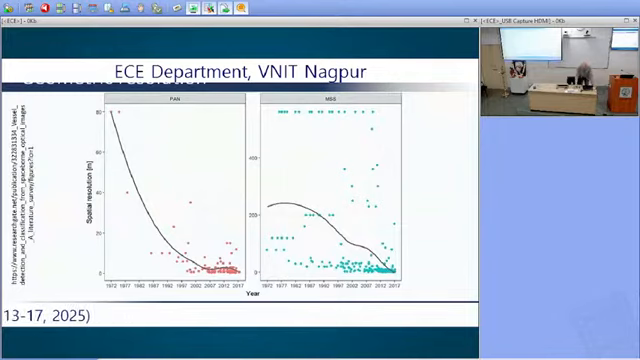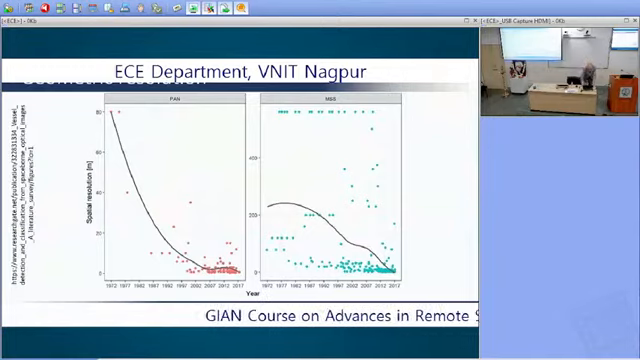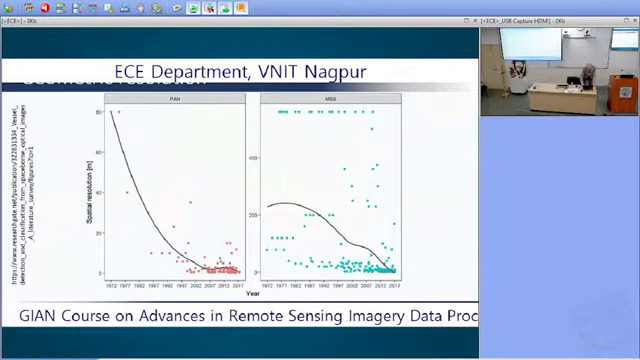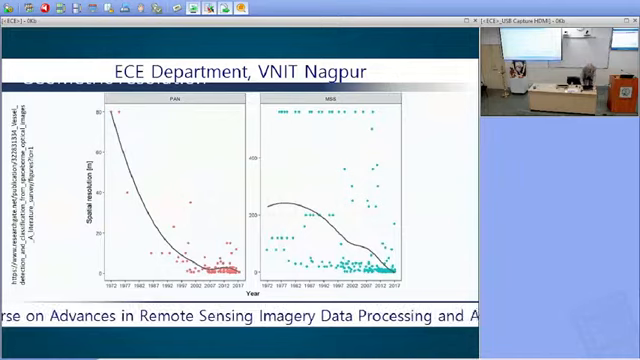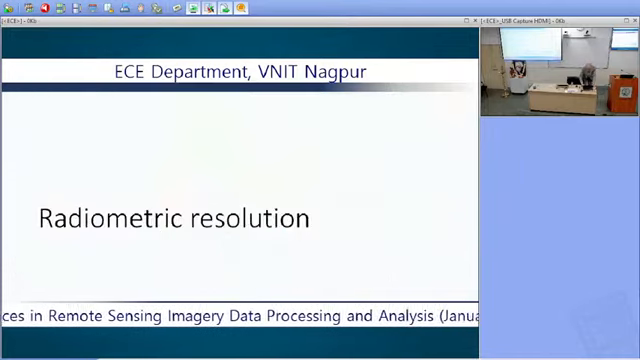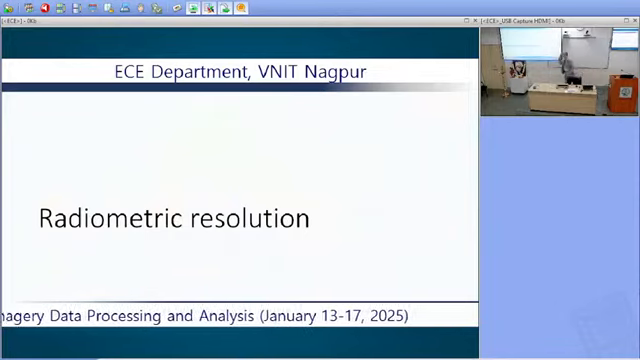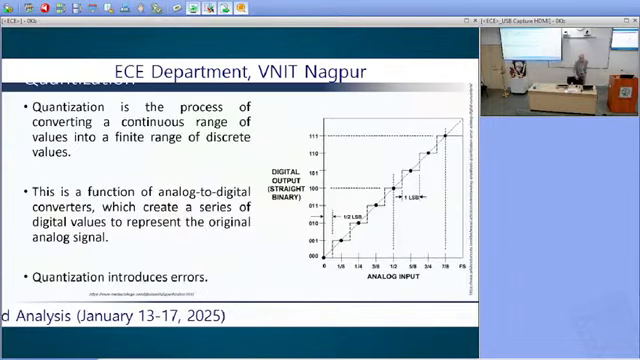Okay. So now let me see. It's 3:15 p.m. We're more or less at the end of this lecture. Let me just say a couple of words about radiometric resolution, because that was the other point. Radiometric resolution has to do with power.